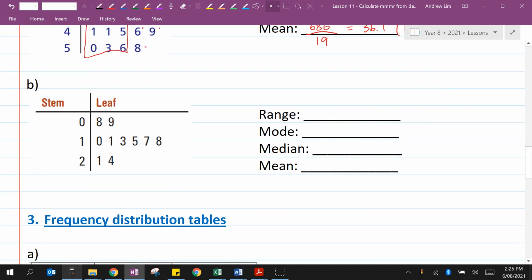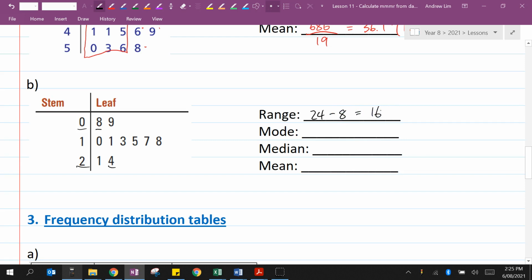Pause the video, have a go at question B by yourselves. Okay, welcome back. Range, highest minus lowest. The highest was 24, and the lowest is 8. So 24 minus 8, that should be 16.